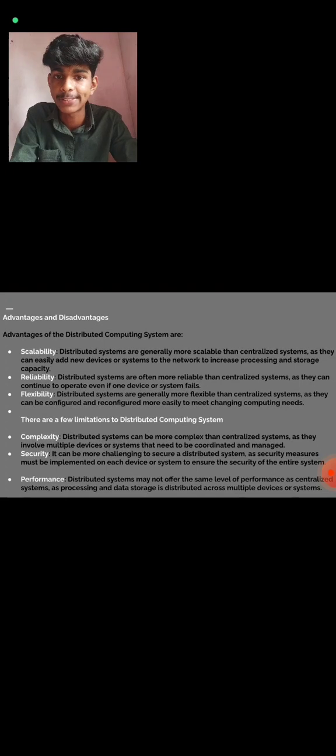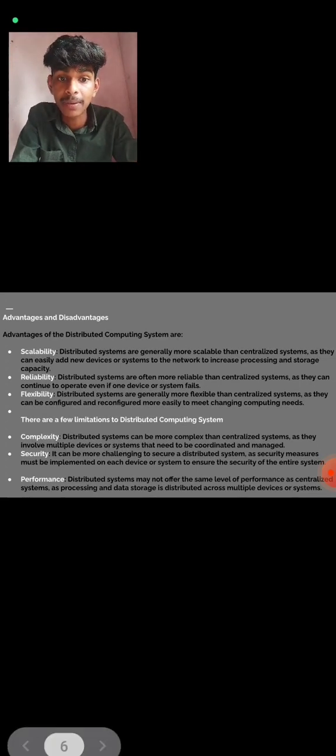Now, there are a few limitations to distributed computing systems. They are complexity, security issues, and performance. Complexity. Distributed systems can be more complex than centralized systems, as they involve multiple devices or systems that need to be coordinated and managed. Security. It can be more challenging to secure a distributed system, as security measures must be implemented on each device or system to ensure the security of the entire system. Now, the performance. Distributed systems may not offer the same level of performance as centralized systems, as processing and data storage are distributed across multiple devices or systems.